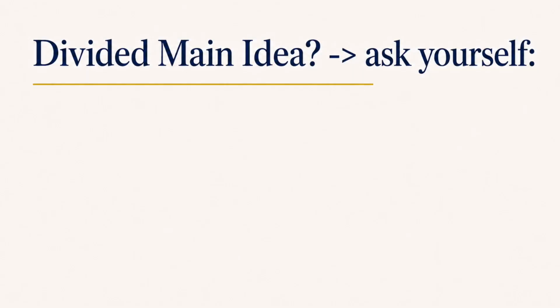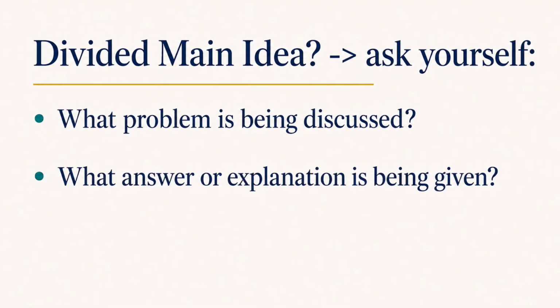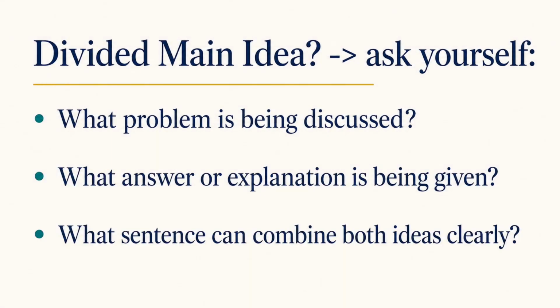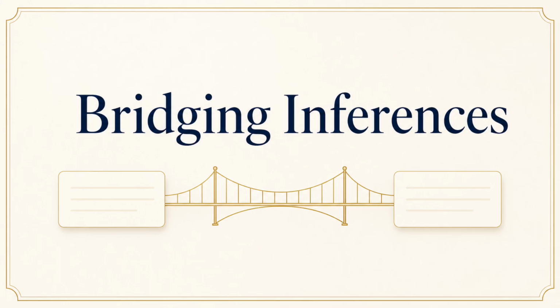So, when the main idea seems divided, ask yourself, what problem is being discussed? What answer or explanation is being given? What sentence can combine both ideas clearly? This is how readers turn separate clues into one clear conclusion.